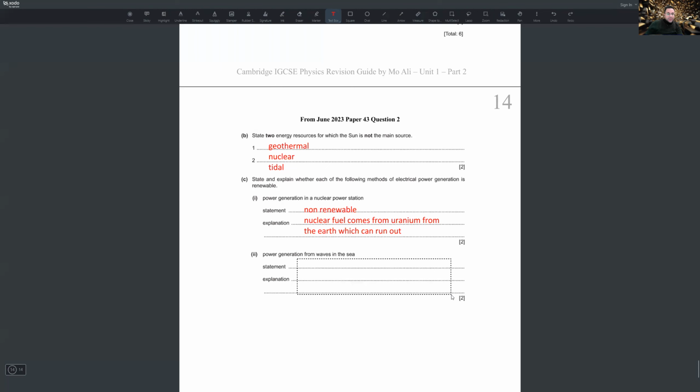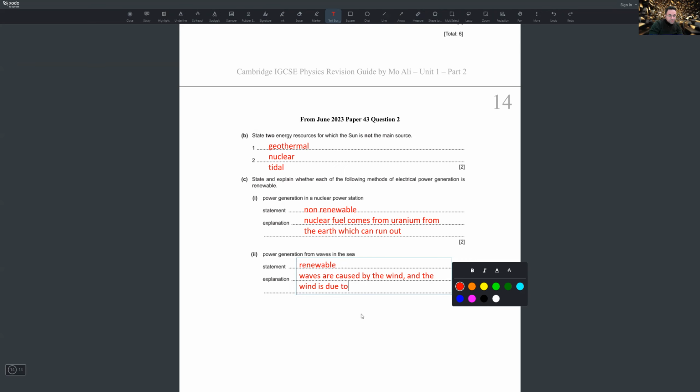The last thing. Power generation from waves in the sea. We say it is renewable. Why? Because the waves are caused by the wind and the wind is due to the sun, which is renewable. So the waves come from the wind, the wind comes from the sun, and the sun is always renewable. That's it.